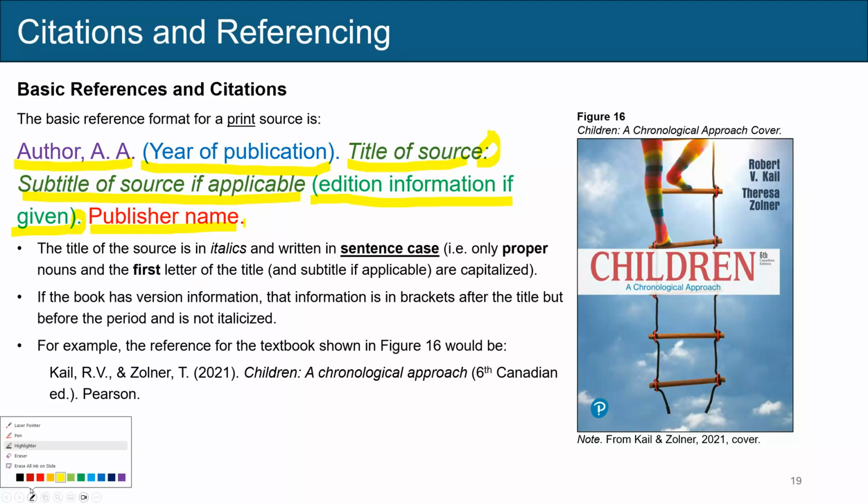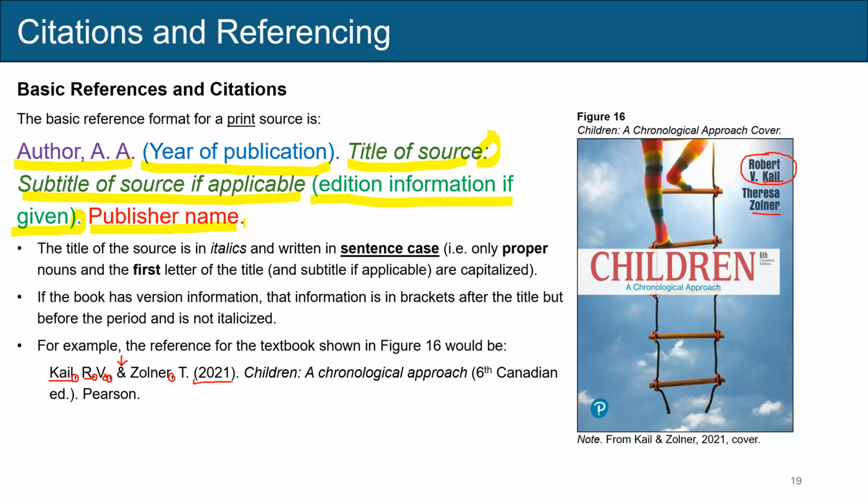So, for example, here, I have this textbook, Children, A Chronological Approach. It's the 6th Canadian edition, and it was written by Robert V. Cale and Teresa Zollner. So my references, if I was using this book as a source of information, my first author, I'm going to start with the last name. I'm going to start with Cale, comma, and then the initials. So I have Robert V, so it would be R period V period, comma. And I have another author, so I'm going to use this and symbol here, Teresa Zollner. So I take the Zollner first, comma, T period. So those are the authors.